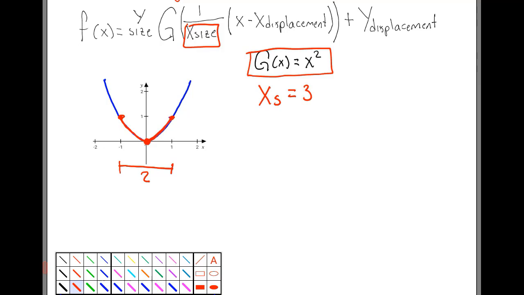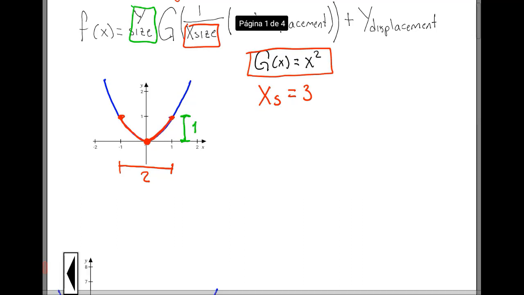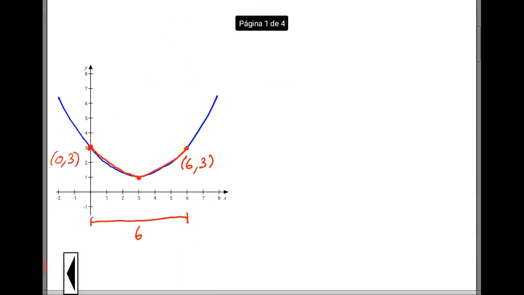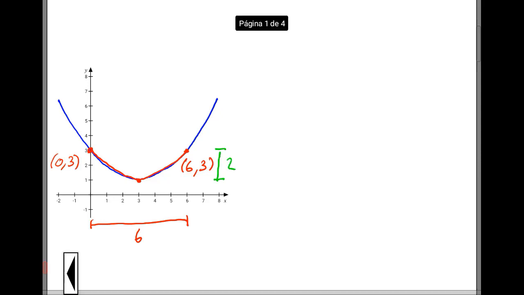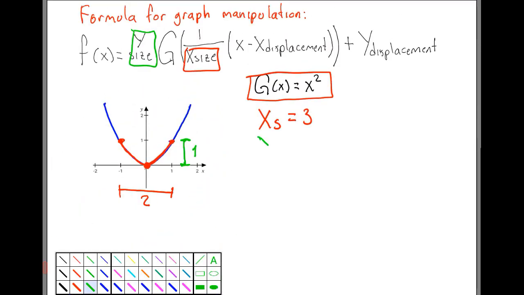Now let's find the next parameter, that is the y size. The y size is how much it grows in the y direction. Here, the reference, we have a size of 1 because it's from 0 to 1. And down in the parabola we have the size, that is this, is from 1 to 3, so it's 2. That means that the y size for this parabola is 2.